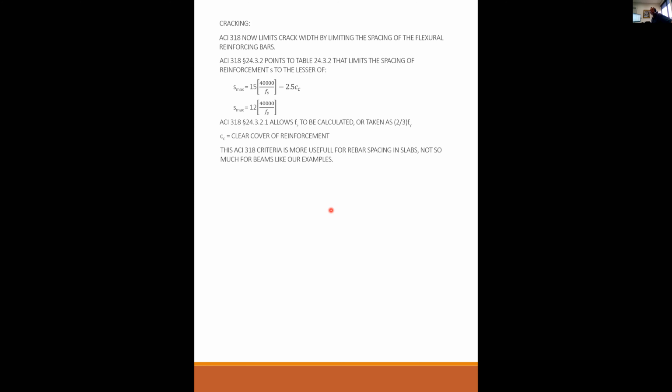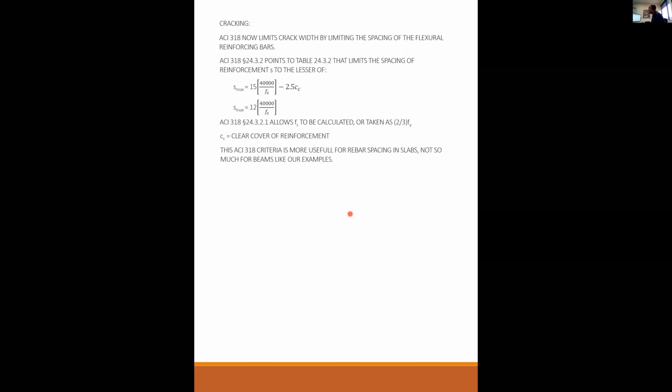So again, just an opinionated user. I've been using this code for 27 years, and this is complete poo-poo. It is just meaningless when you're trying to design beams. So just my opinion. Any questions about serviceability? Okay, all right.